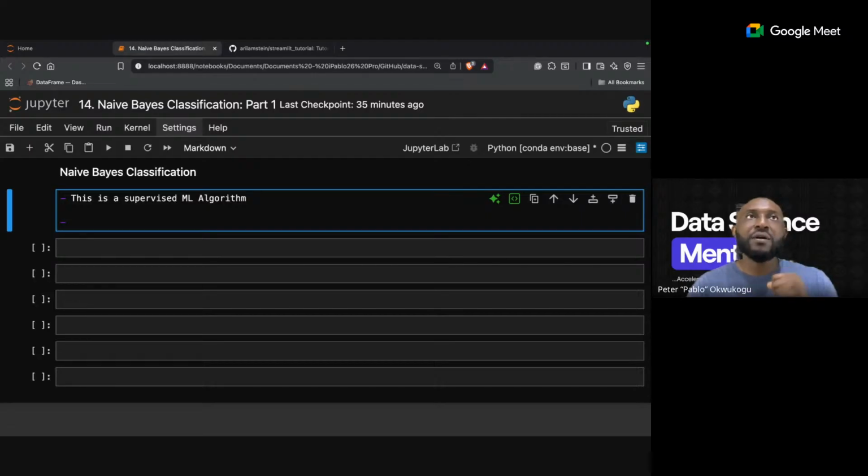Now, naive Bayes models are extremely fast. They are fast and simple classification algorithms. That's one.